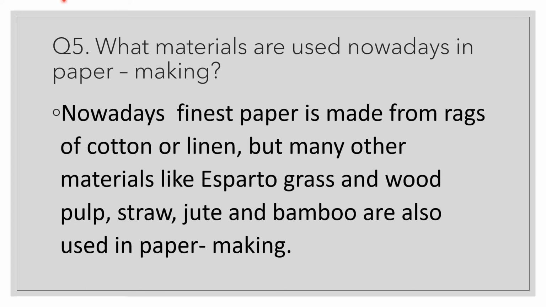Fifth question, what materials are used nowadays in paper making? So we are basically following the Chinese method, but a slightly modified one. Nowadays the finest paper is made from rags of cotton or linen, but many other materials like esparto grass, wood pulp, straw, jute, and bamboo are also used in the present day of paper making.